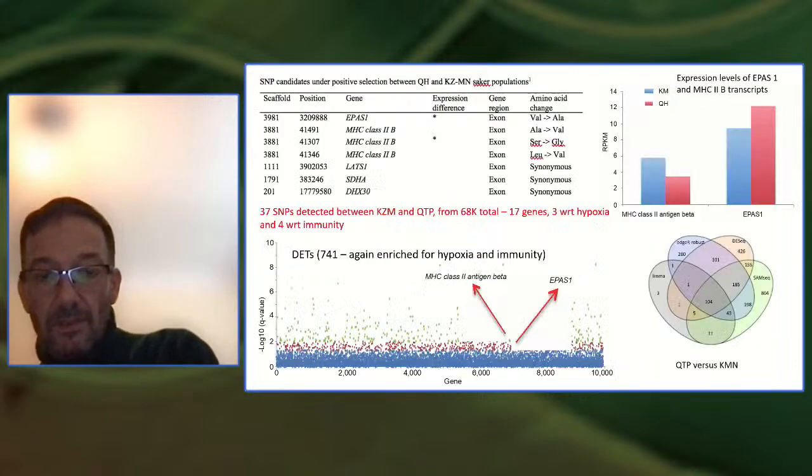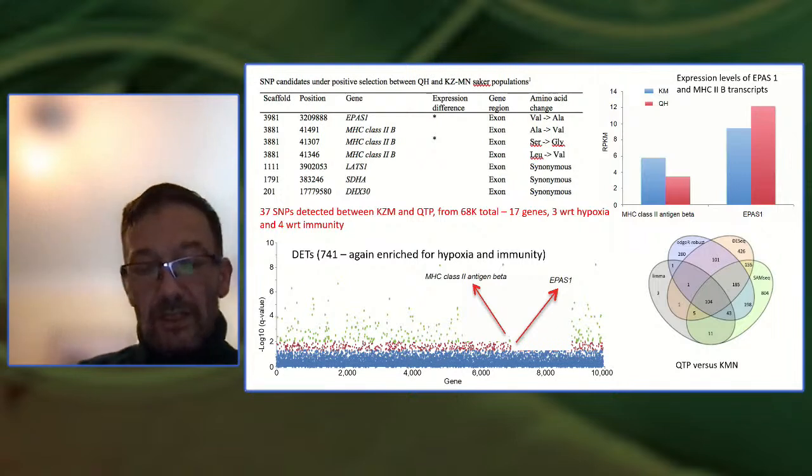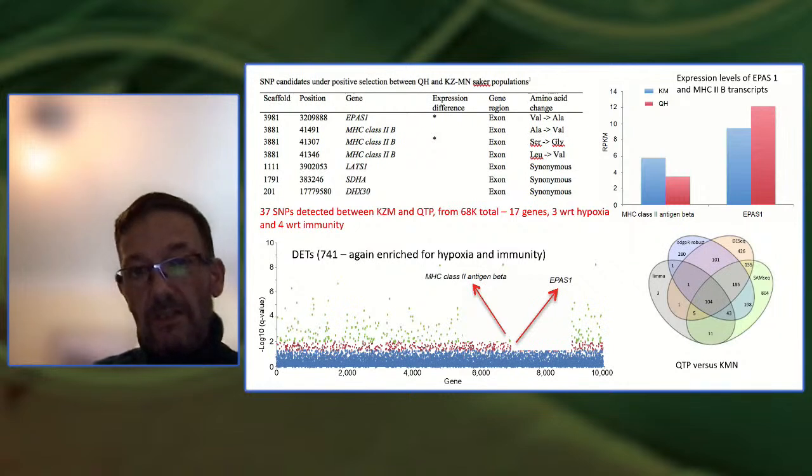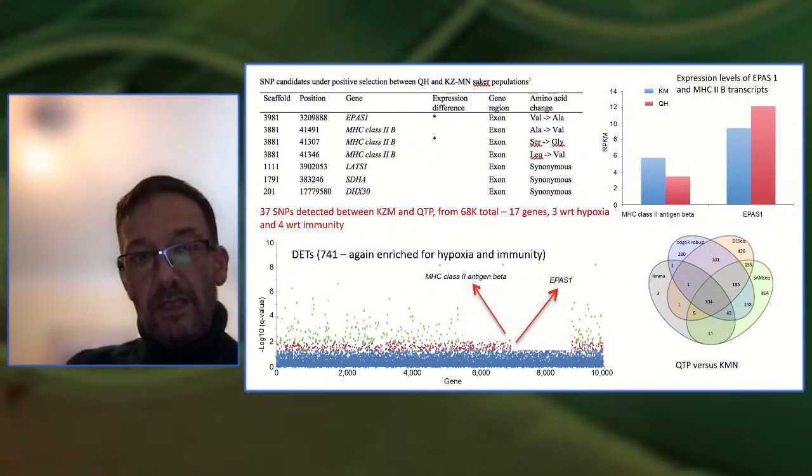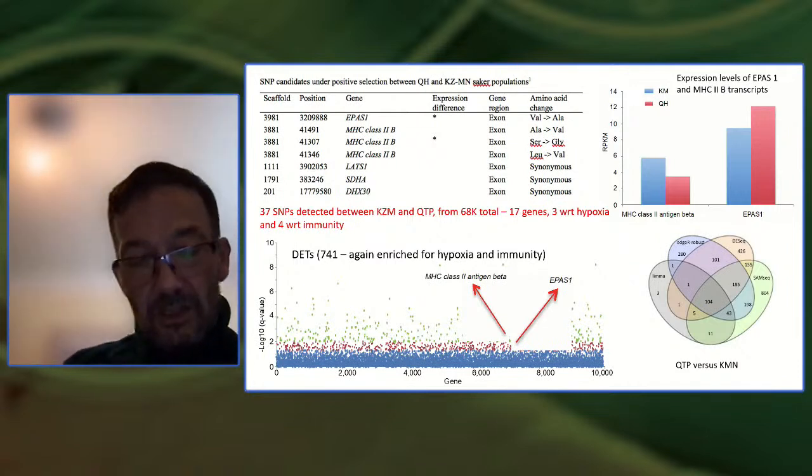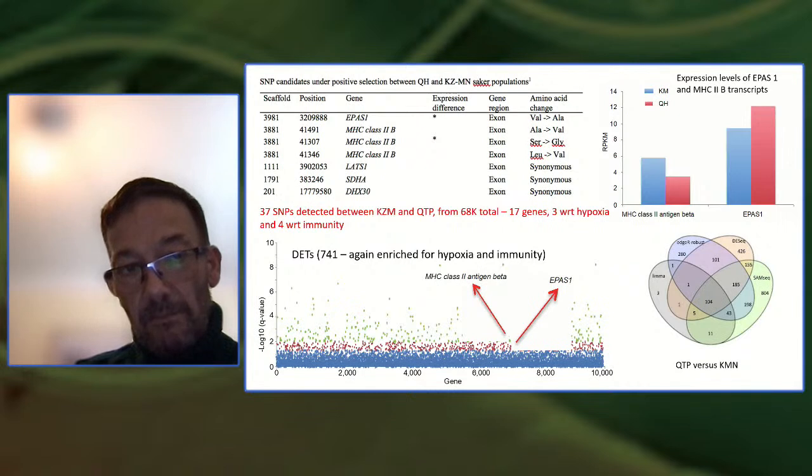Next slide, please. When we examined all of the SNPs that differentiated the population on the Qinghai Tibetan Plateau from the populations elsewhere, we found some really interesting results. The most important gene was EPAS1, where we found a non-synonymous substitution in the fourth exon. That gene is very important because it has been implicated in hypoxia response in a large number of different vertebrate species living on the Tibetan Plateau.